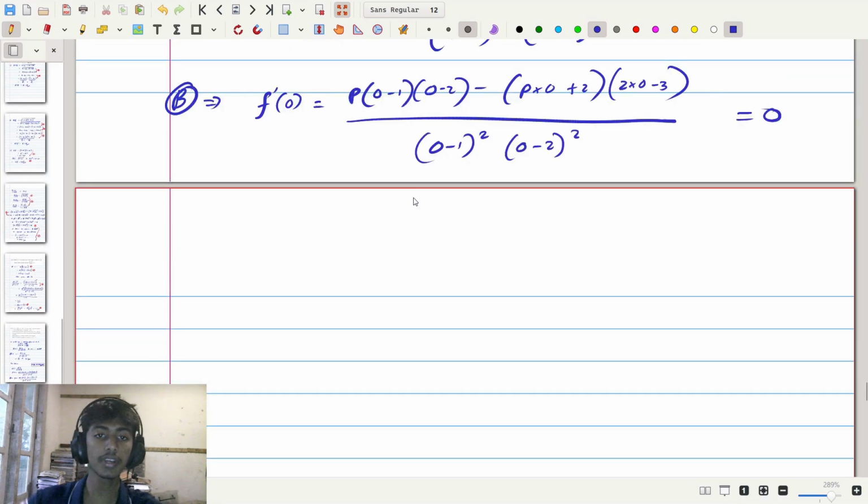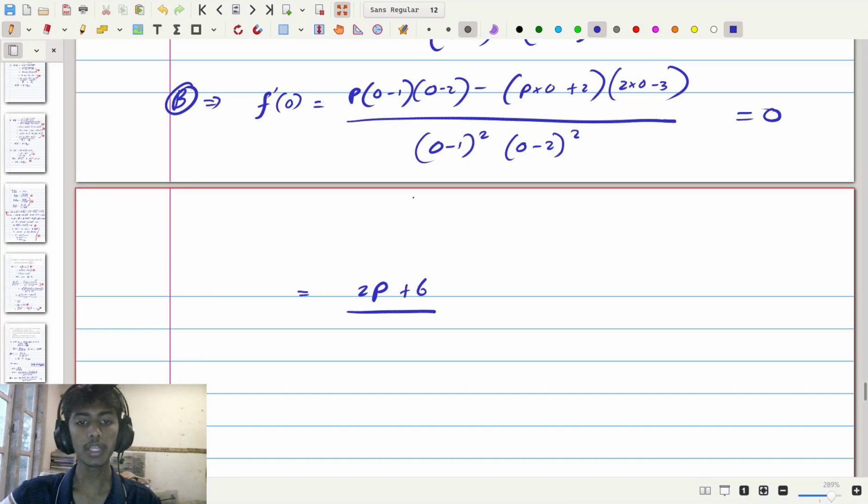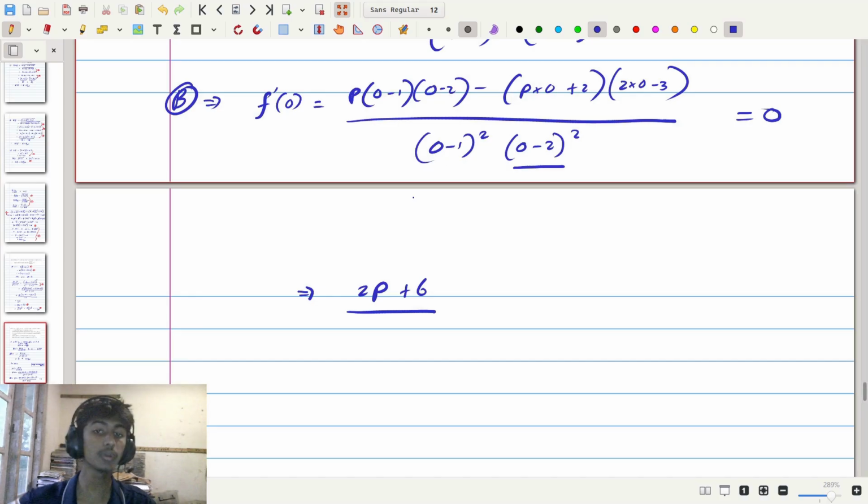Now, working on both sides, for the first part we have p times negative 1 times negative 2, which is 2 times p. So we have 2p, and then minus (p times 0 plus 2) times (0 minus 3), so negative 3 times 2 is negative 6, minus negative 6 gives plus 6, and therefore we have 2p plus 6 on top. On the bottom, we get (0 minus 1) squared, which is 1, times (0 minus 2) squared, which is 4, and therefore we divide by 4, equals 0.